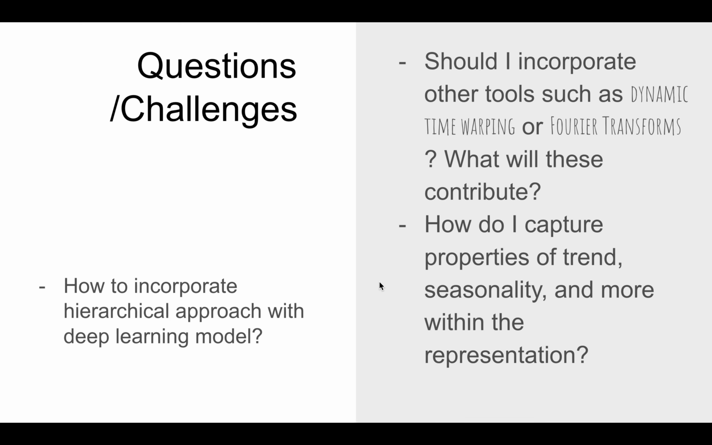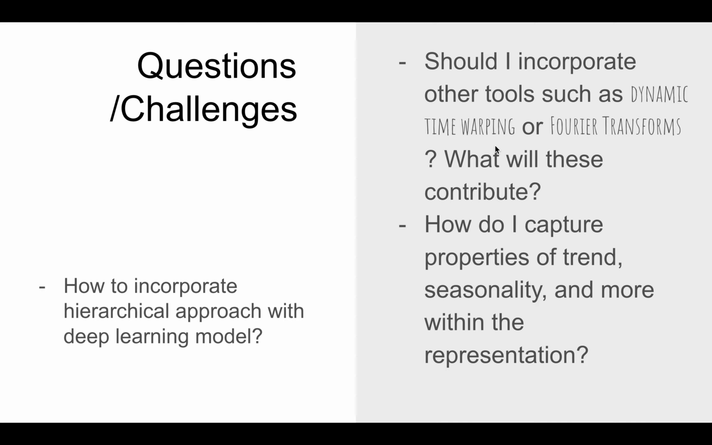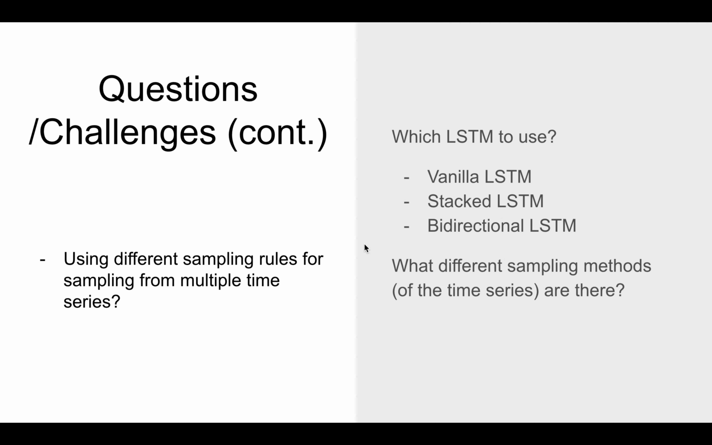Some questions and challenges are how to incorporate the hierarchical approach with deep learning models. Should I incorporate other tools such as dynamic time warping or Fourier transforms? How to capture properties of transseasonality in the representation? What sampling rules to use?